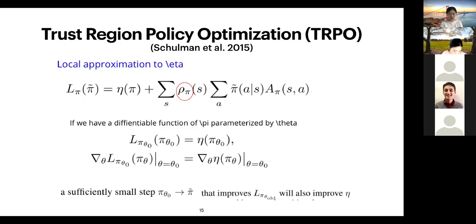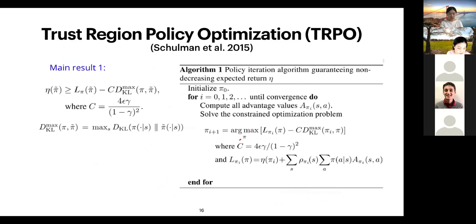Okay, so now here we have the main result from this TRPO paper. Actually, I don't want to go into the details of the algorithm, but I just wanted to say that the main result is characterizing the difference between the local approximation and the true value for pi tilde. You can find that the actual value is lower bounded by the local approximation minus the KL divergence between these two policies. So what this means is that you are able to quantitatively characterize a lower bound of the true value using a local approximation, and the lower bound depends on the KL divergence between pi and pi tilde. Okay, this is all I wanted to say here, nothing more than that.